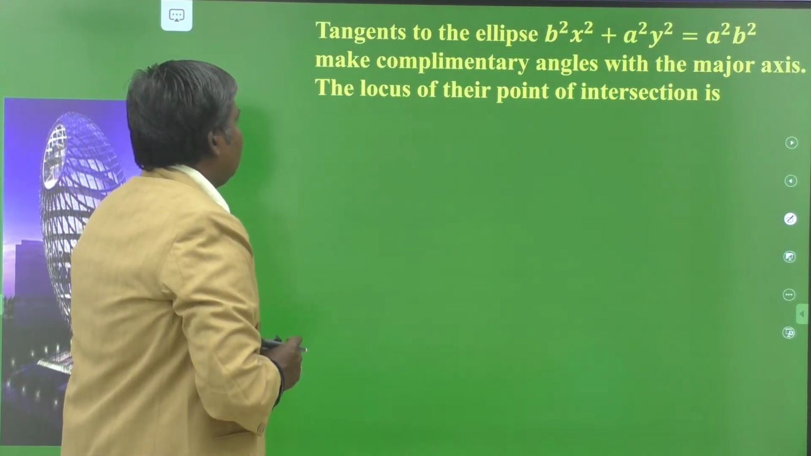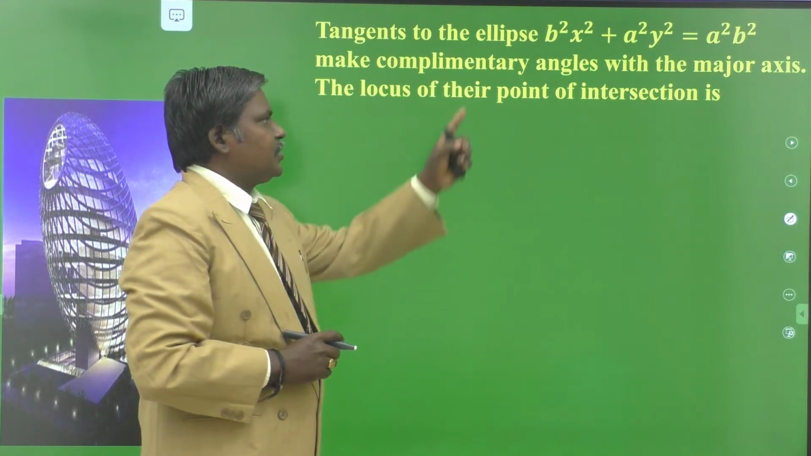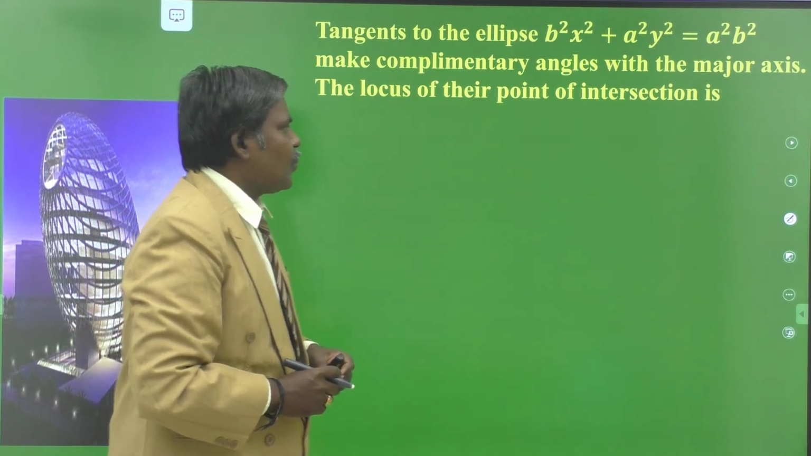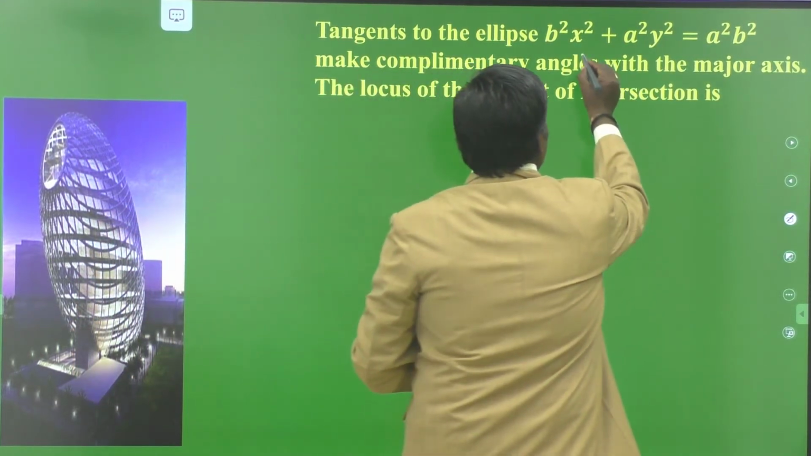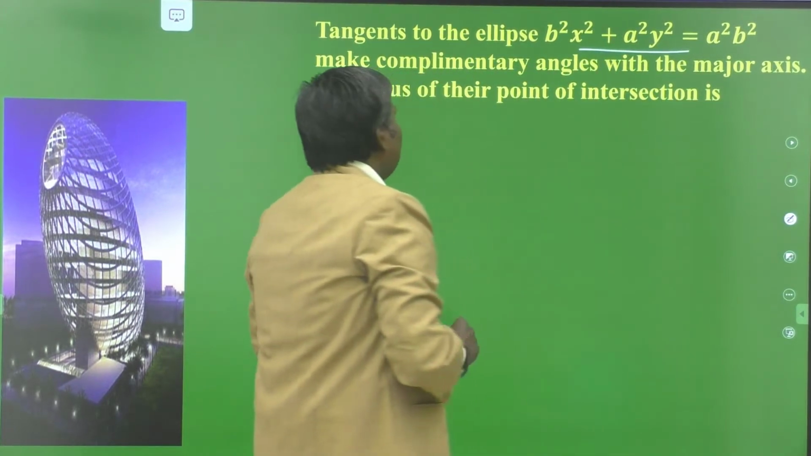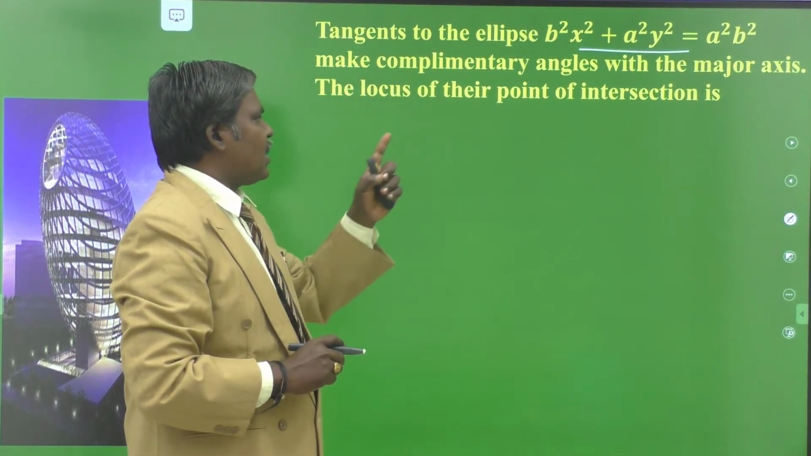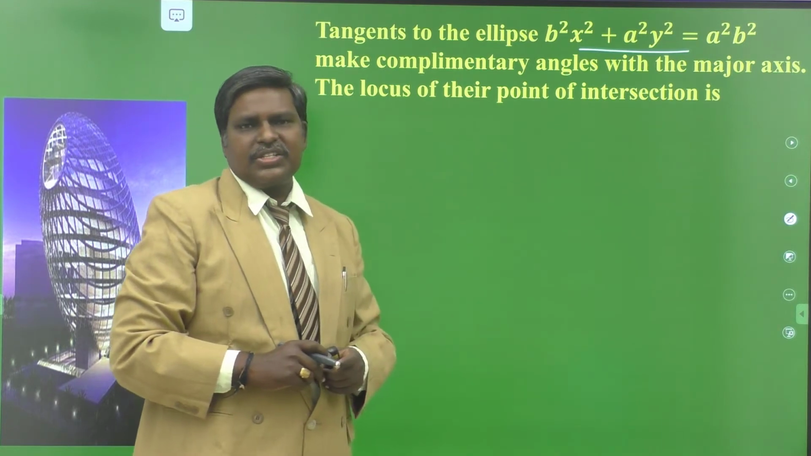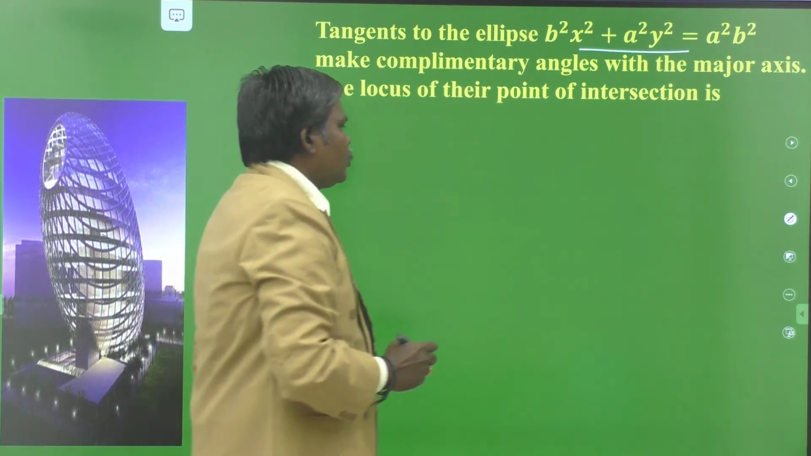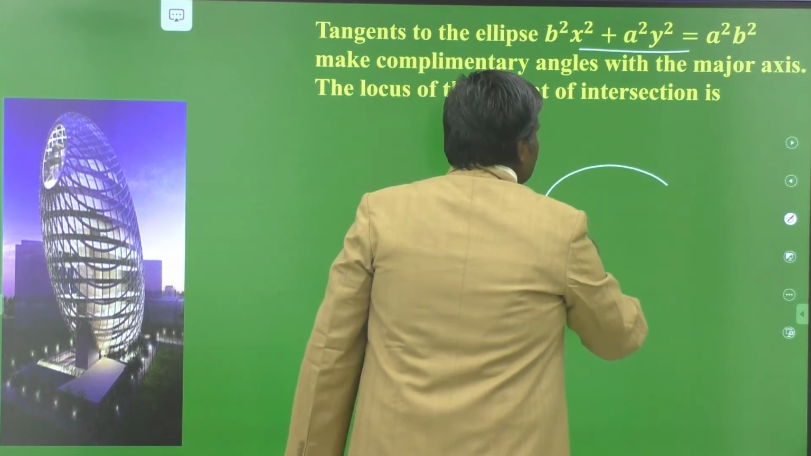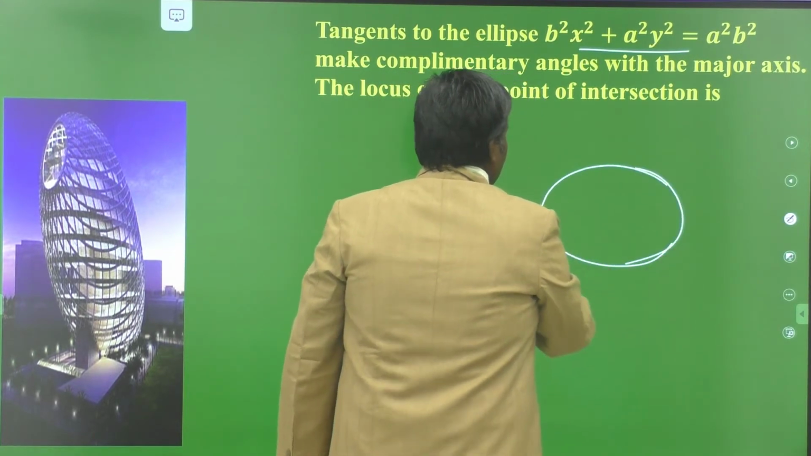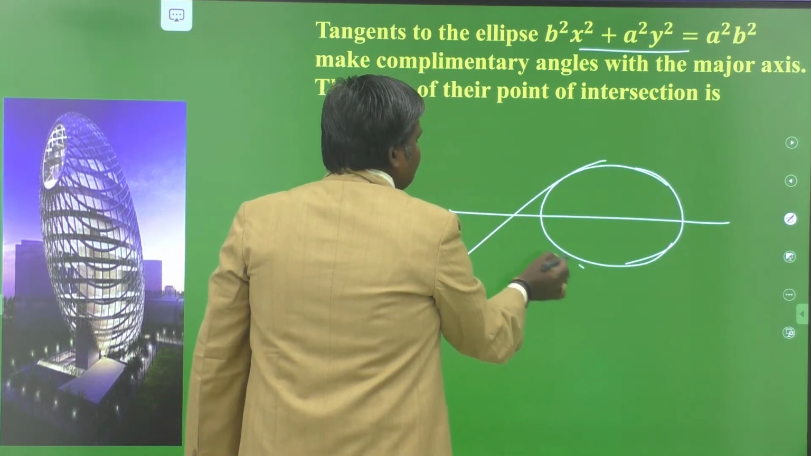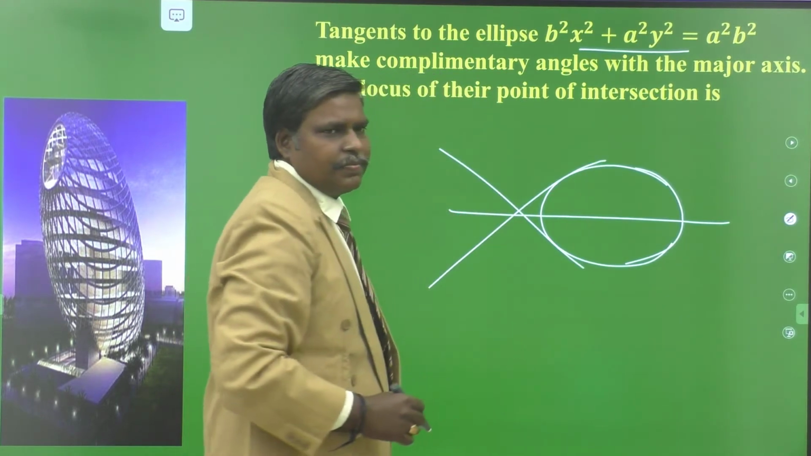This is the question. Tangents to the ellipse b²x² + a²y² = a²b² make complementary angles with the major axis, then the locus of their point of intersection is what? So we have to find the locus of the point of intersection of tangents. They are making complementary angles with the axis of our ellipse.